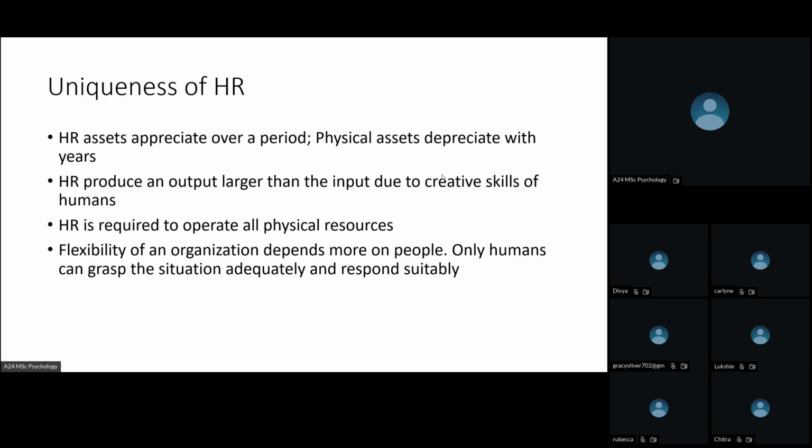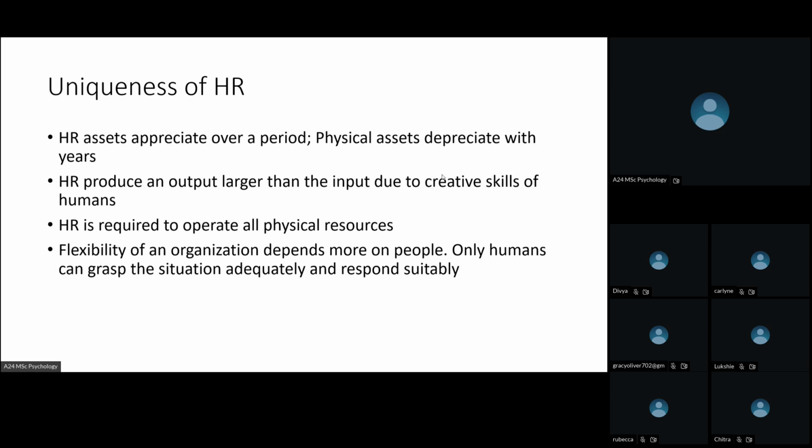And then the last point is the most important one, and it talks about flexibility. Machines cannot be flexible. If we give them an input, they cannot go in by themselves and flexibly work according to the output that we might want differently in the time frame. But human resources can do it.